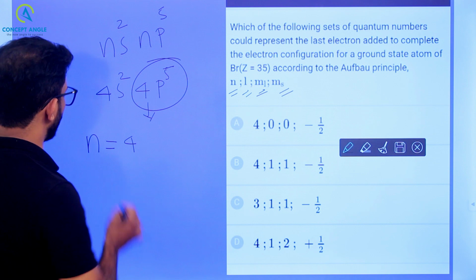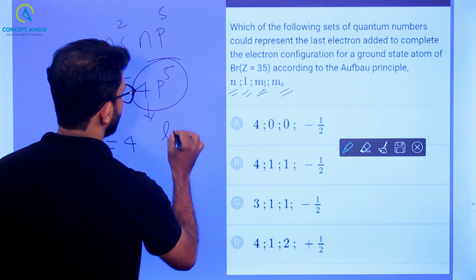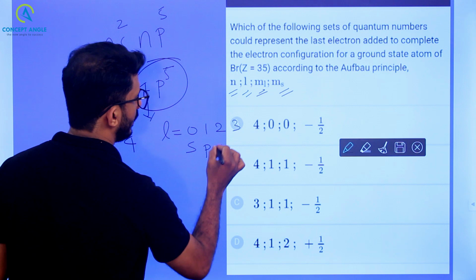And l is equal to, what is l for p orbital? l is equal to 0, 1, 2, 3, etc., and the subshells are s, p, d, f. So this is p, so l should be equal to 1.